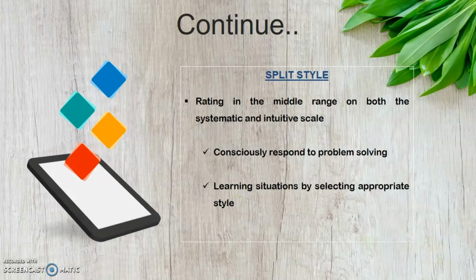We move to the last style, which is the split style. A person who gets this style may rate in the middle range on both the systematic and intuitive scales. The behavior of a person in this style is they consciously respond to problem solving and learning situations by selecting an appropriate style. Means they will select the appropriate style for solving a problem.